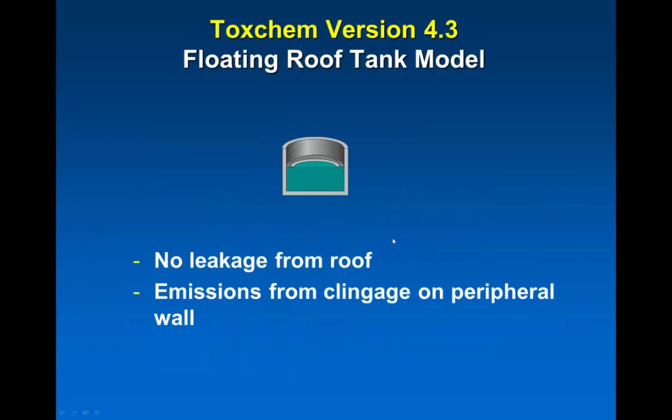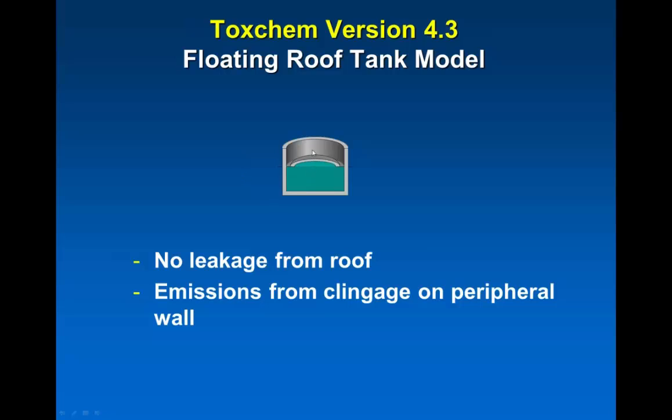Also, we have added a new model, which is a floating roof tank model, and in this model, there is only one input coming in and one output. Of course, there is an emission coming out from this tank. While developing this model, we assume that there is no leakage from the roof, and the emissions are happening from the clingage on the peripheral wall.